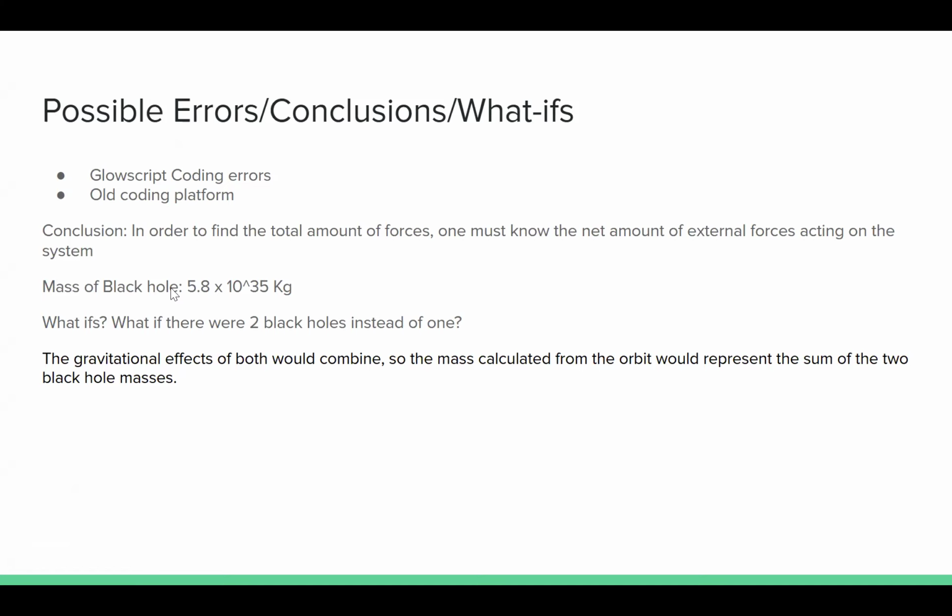And then we found that the mass of the black hole was 5.8 times 10 to the 35th kilograms. That was done by running that first part one code and then taking all of those points and finding the average of that.